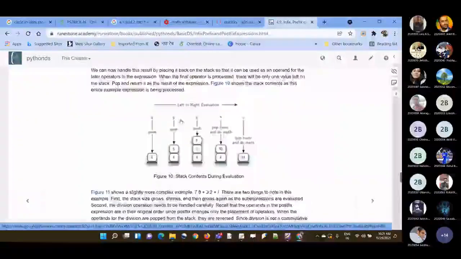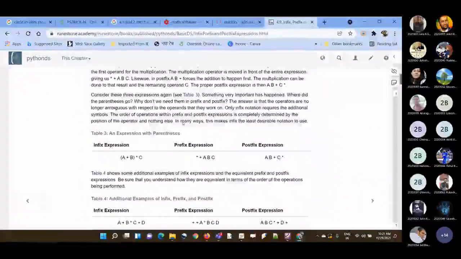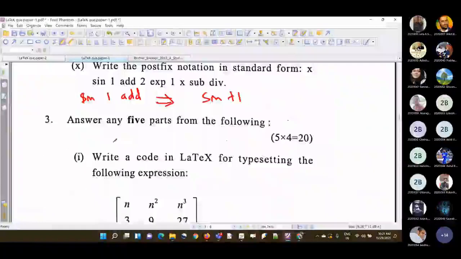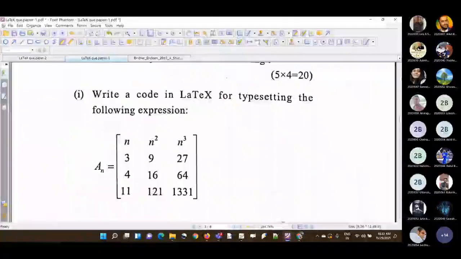Fine. So let us see. I think the 10th part is over. Next, you can see, answer any 5 parts from the following. I think you can very much write down the code for this. You have to write what?